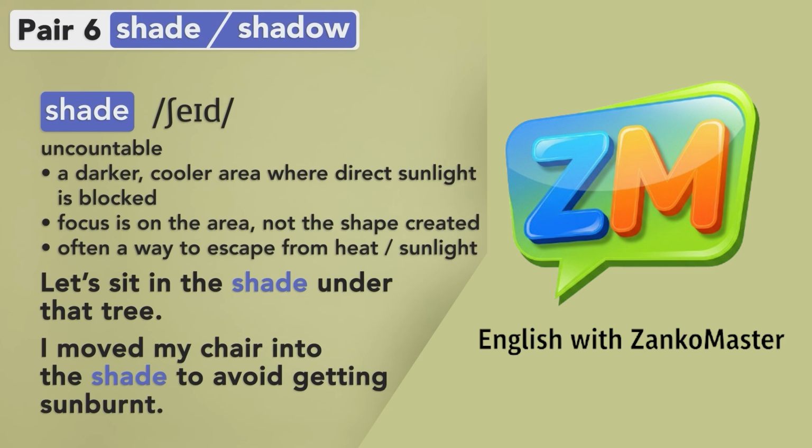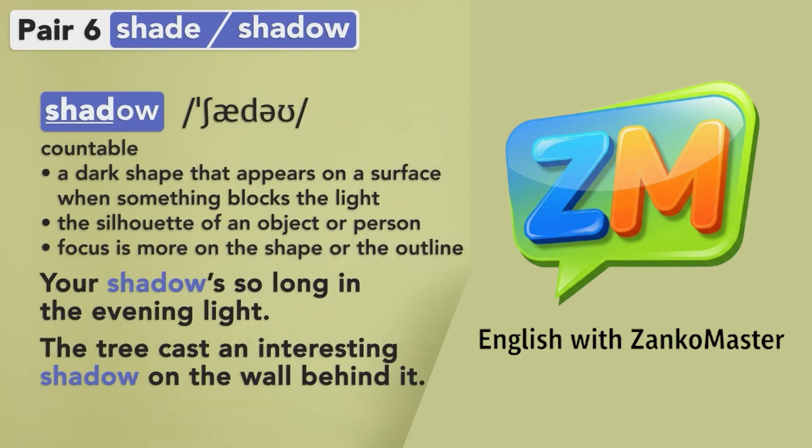Quite tricky. Shade is a darker, cooler area where direct sunlight is blocked. The focus is on the area, not the shape created. And we often talk about shade as a way to escape the heat or sunlight. Shade is uncountable. Some examples. Let's sit in the shade under that tree. Or, I moved my chair into the shade to avoid getting sunburned.